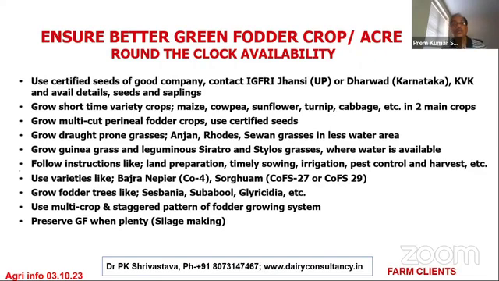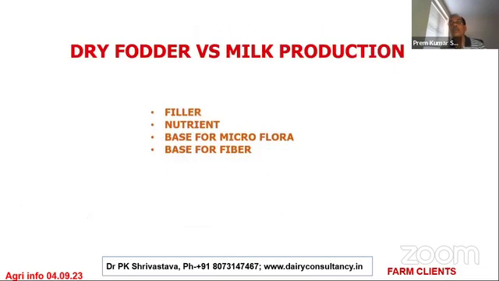They are distributing saplings free of cost. Let the farmer come, load it, take it. They are distributing the seeds at a very nominal cost. This is Krishi Vigyan Kendra or IGFRI centers. They are providing all these things. You can go into that. Now we are here on how dry fodder is going to help.